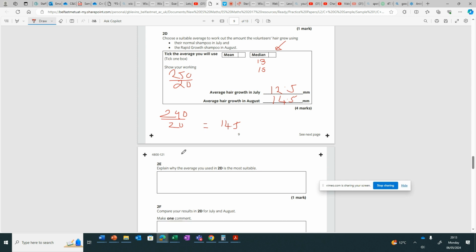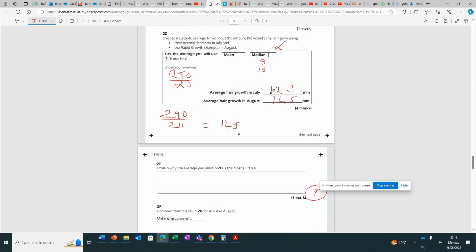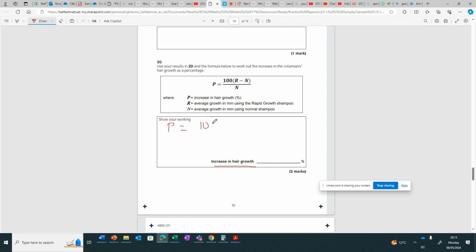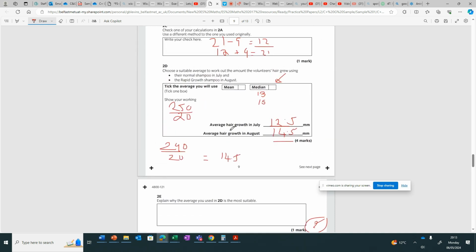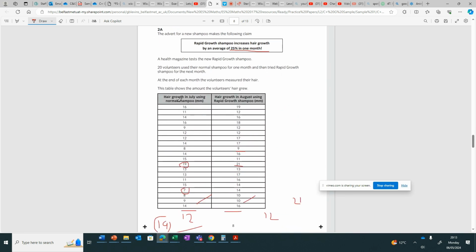Compare your results in 2D for July and August. So July and August, there you are. 2D, what can you say? Well, you can say that hair growth in August was on average better by 2 mils than hair growth in July. Now we're asked to use a formula here. P is the increase in hair growth, and that's what we're looking for. Of 100, or stands for the average growth using the Rapid Growth shampoo. Which one's Rapid Growth? We'll go back here and find out. Rapid Growth is the one they used in August. So the one they used in August was 14.5.